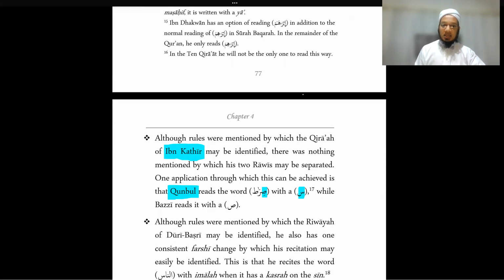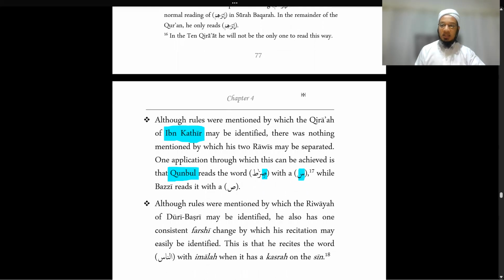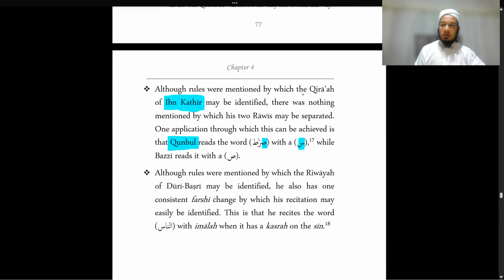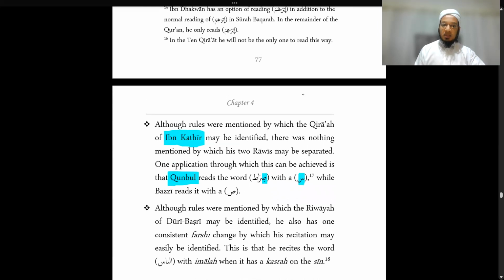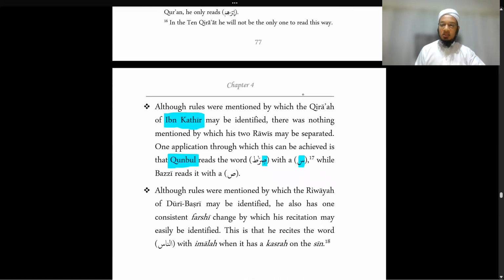Again, this is looking only at the Sab'ah. Looking at the Ashara, Qunbul is not the only one to read in that way. But he will be the only one to read sirat with a sin and also with sila of the mim al-jam'. So if you have both of those changes, then you know it is Qunbul.